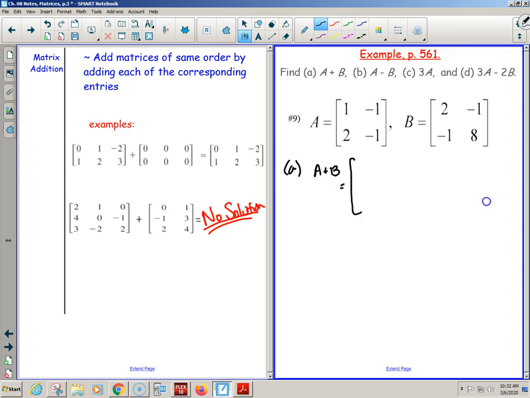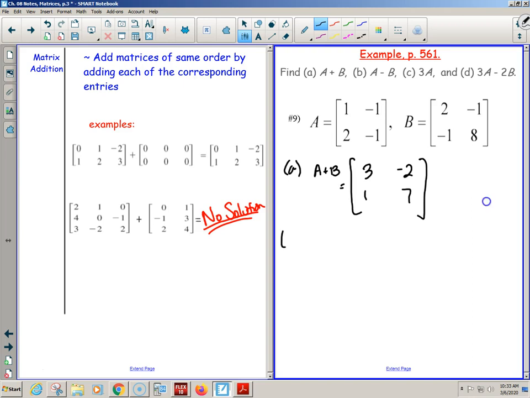What size is A plus B? 2 by 2, because it's going to stay the same size. Just 1 plus 2 becomes 3. Negative 1 minus 1 becomes negative 2. 2 minus 1 becomes 1. And negative 1 plus 8 becomes 7. The values change, but the size stays the same.